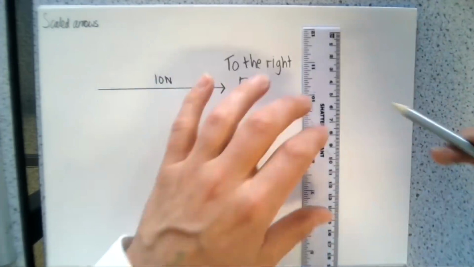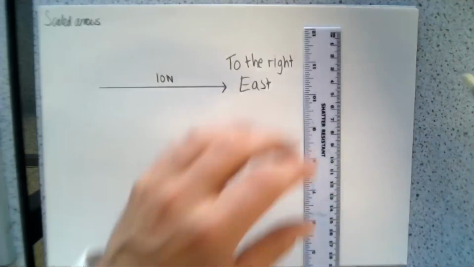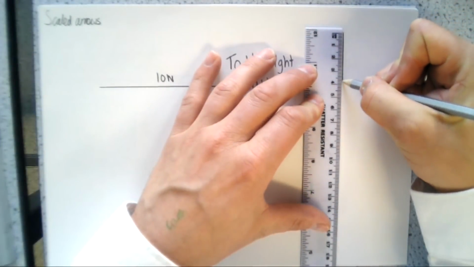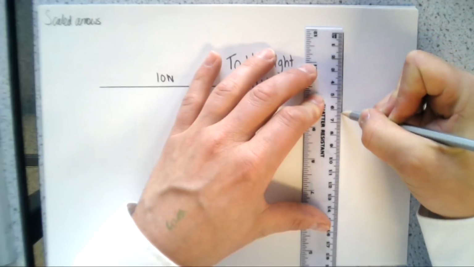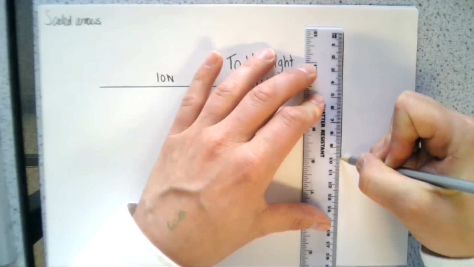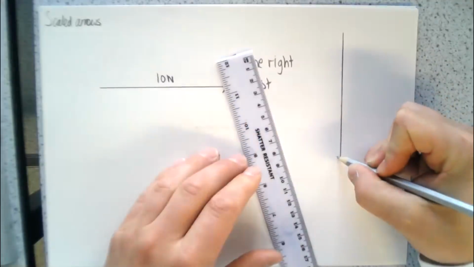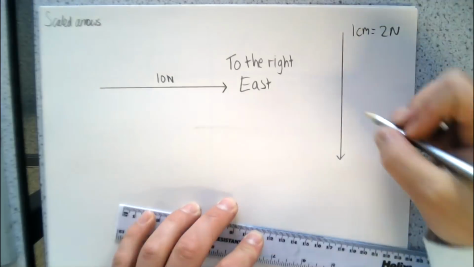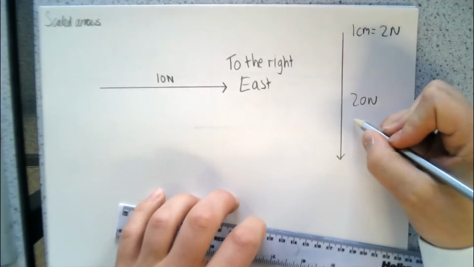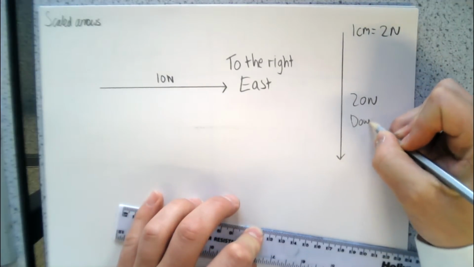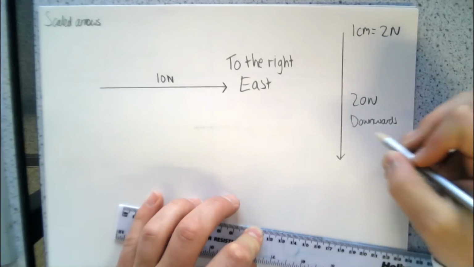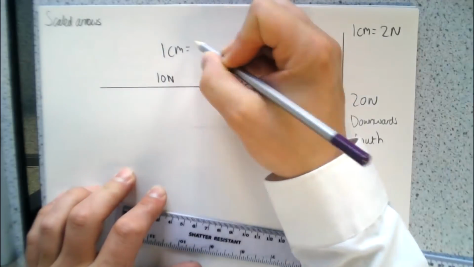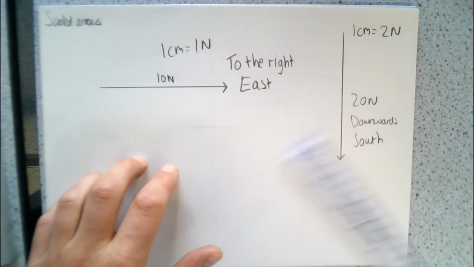I need to come up with some form of different scale. So what I might do is I might say, okay, well, 1 centimetre equals 2 newtons. So we're going to have 2, 4, 6, 8, 10, 12, 14, 16, 18, 20. Okay, so this time 1 centimetre has equaled 2 newtons. So this is a 20 Newton force. I'm going to put downwards. I might put south.